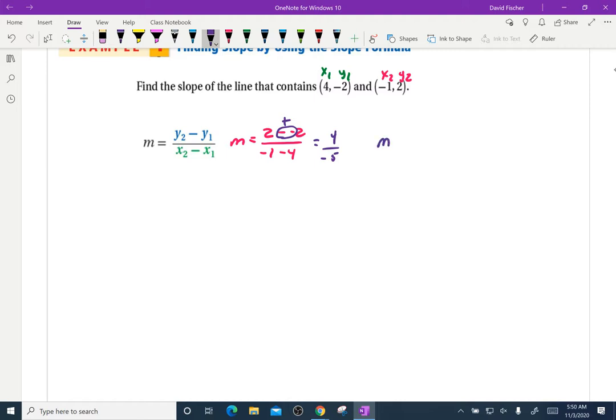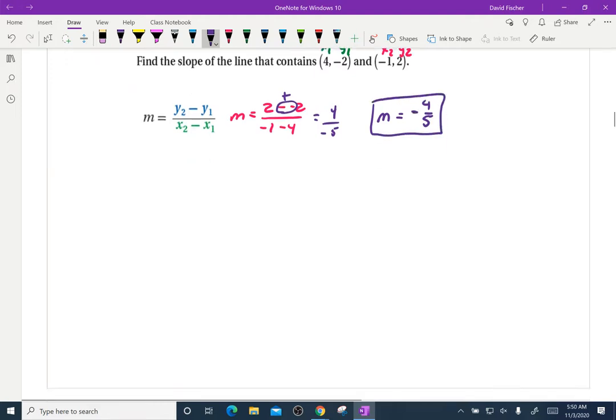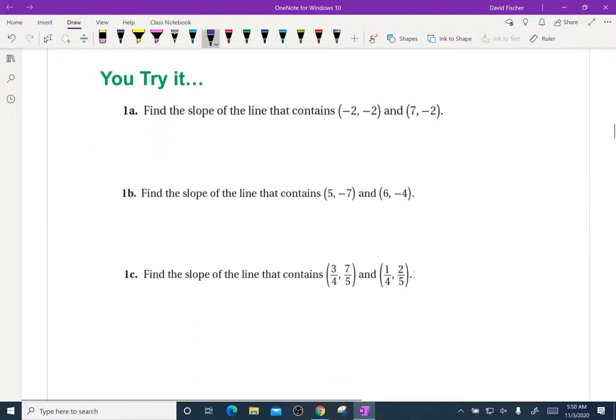I'm not going to get this down to a unit rate of 1 because it's not a word problem or anything like that where I need to do a rate of change. I'm just going to leave this as a slope. It's a negative 4/5. Now you can put that negative sign anywhere you want. Most of the time we just put it out in front like this. All right?